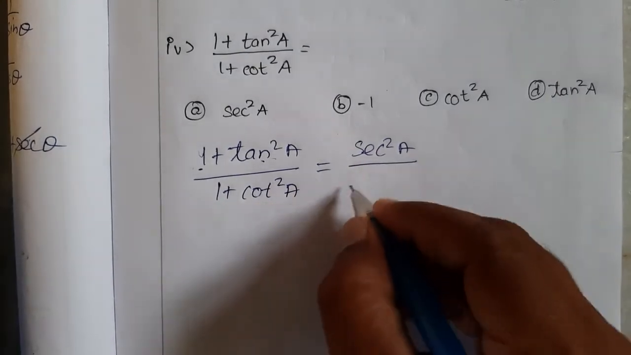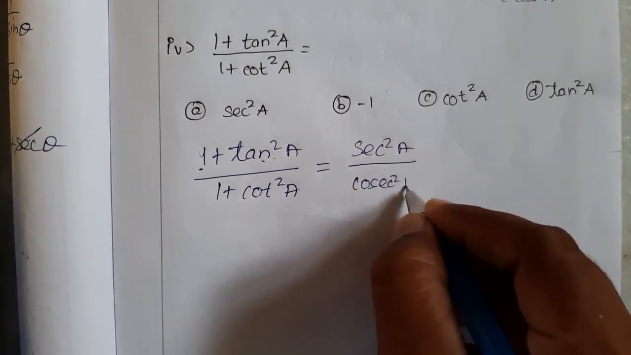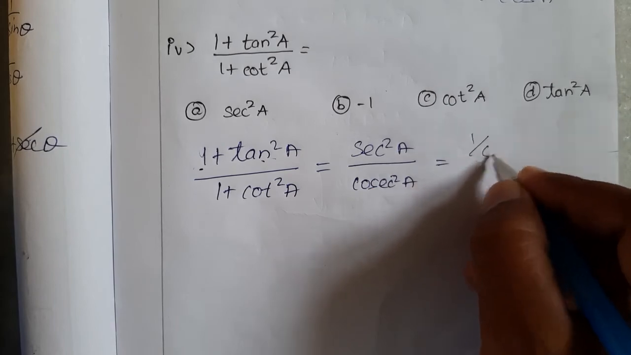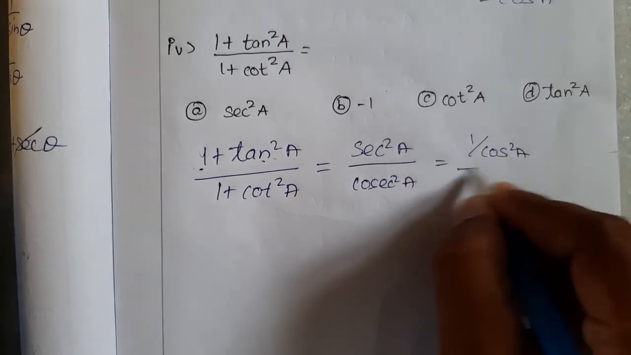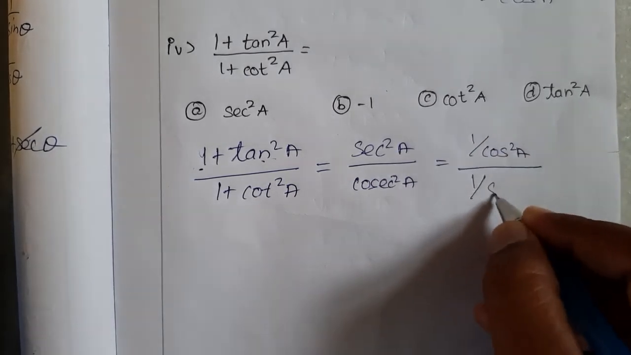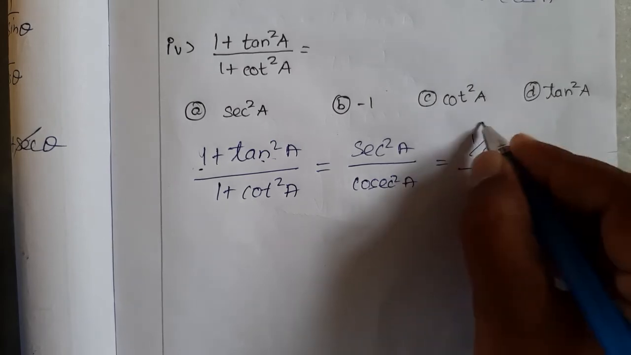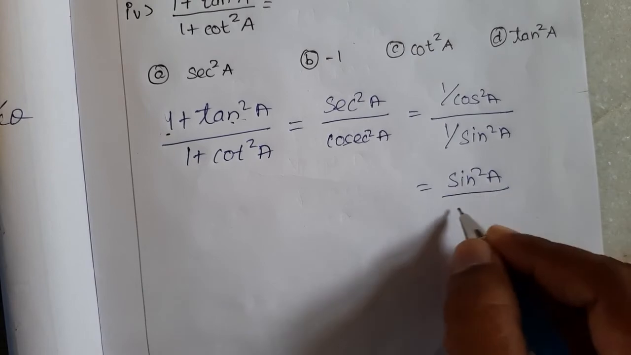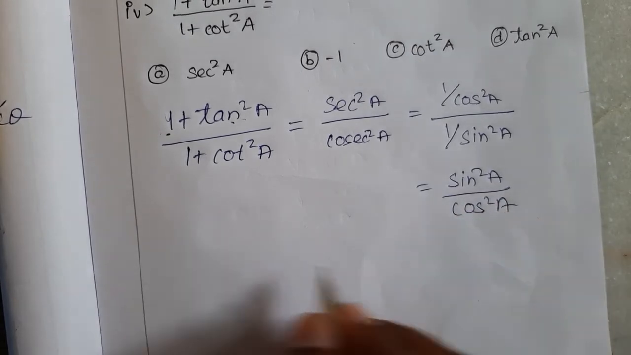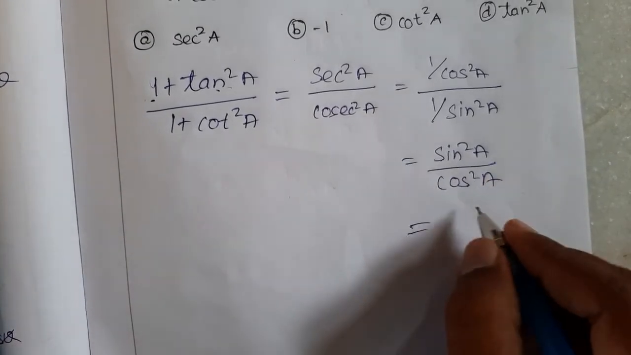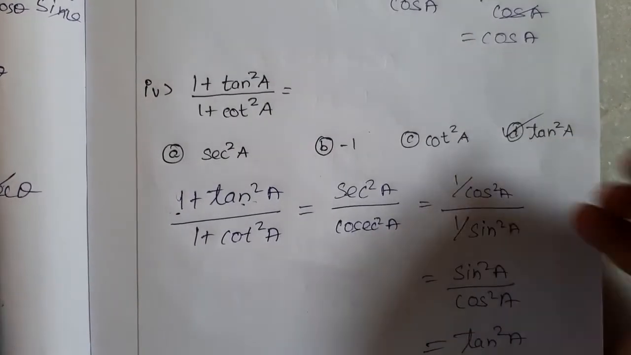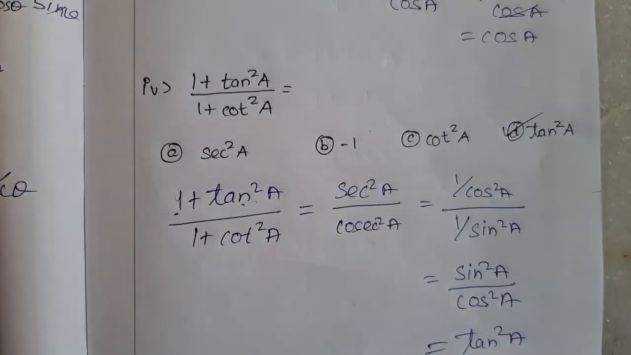And 1 plus cot square A we can write as cosec square A. So sec square A we can represent as 1 by cos square A, and cosec square A we can write as 1 by sin square A. So this will go to the numerator and it will become sin square A by cos square A. So now I think you can guess the answer: sin by cos is tan, since it is a square, it is tan square A. So we'll get tan square A, right?